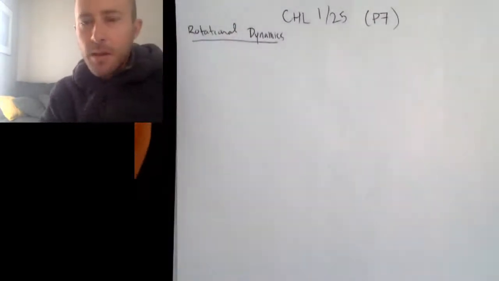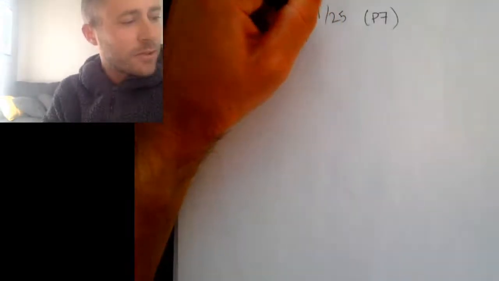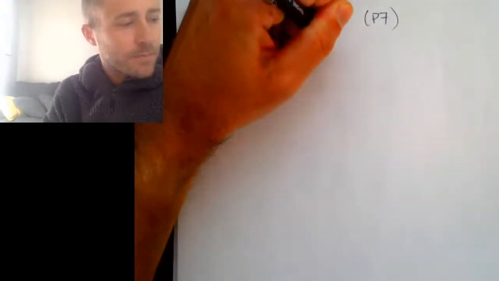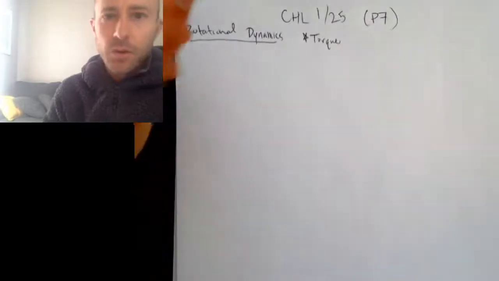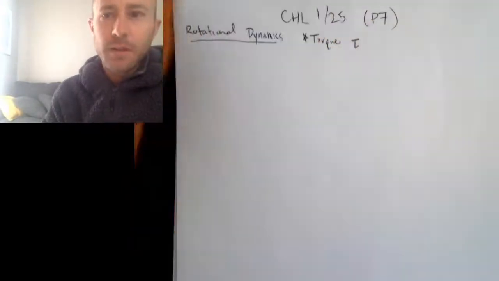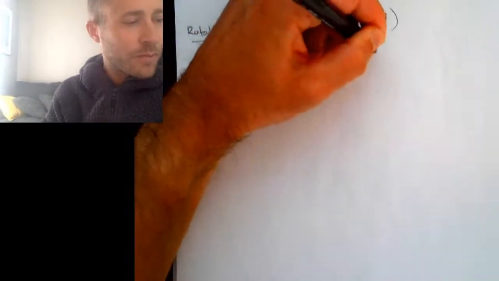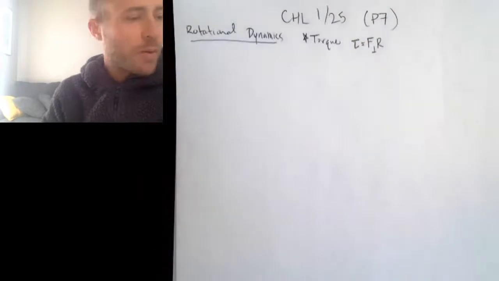Okay. And the first concept from rotational dynamics is torque. Torque is denoted by tau, and it is equal to F perp times R. So what do I mean by that?